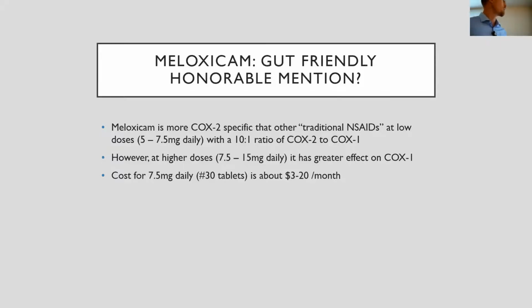I've already talked about meloxicam. It is more COX-2 specific. And again, at that dose of 5 or 7.5, that's where you get the COX-2. In fact, it's a 10-to-1 ratio. It tends to go after COX-2 10 times more, but at higher doses, like 15 milligrams, it has a greater effect on COX-1. This one used to be expensive, but it is now priced friendly. If you look up GoodRx, some of them are higher, but you can get it for like $3 to $5 a month.